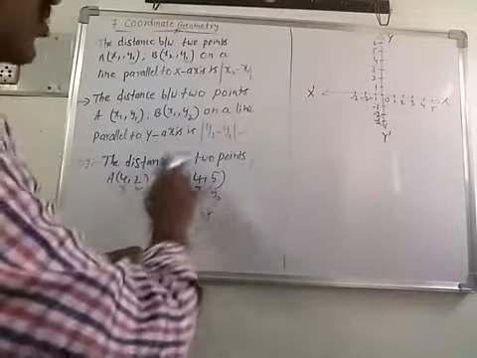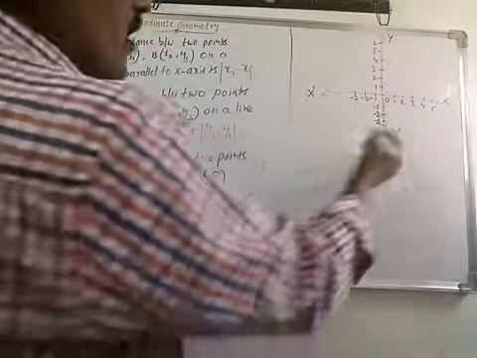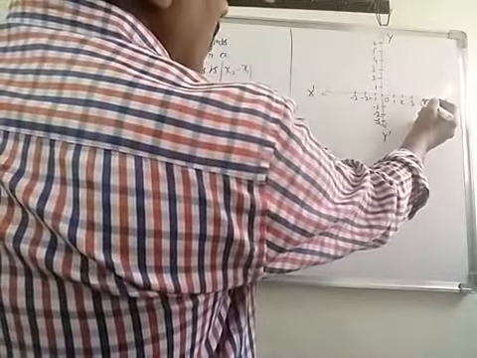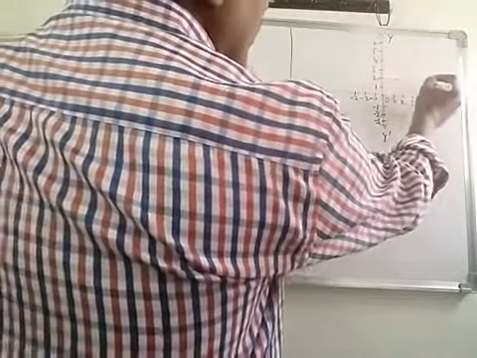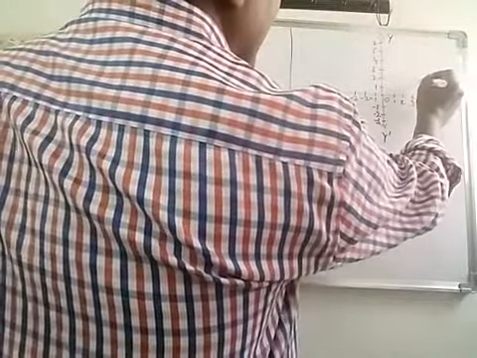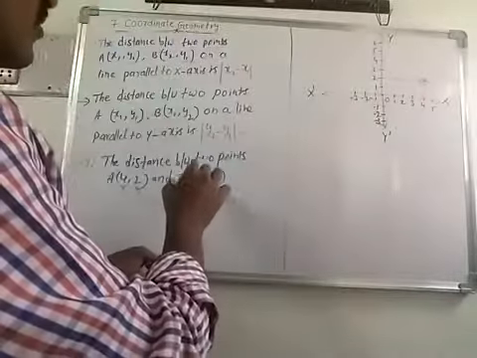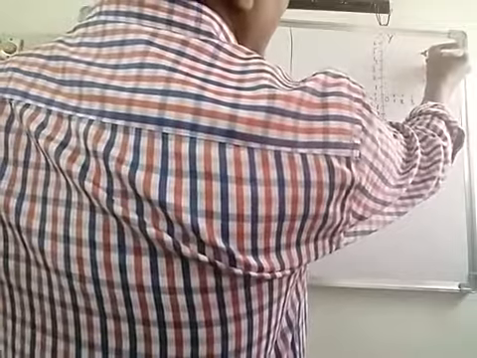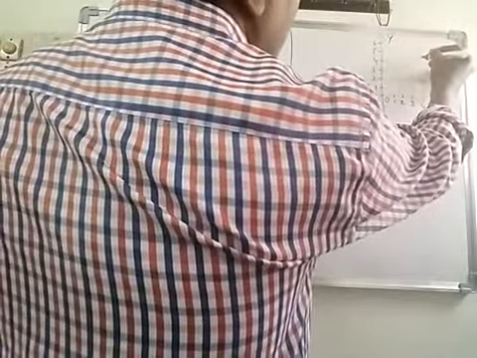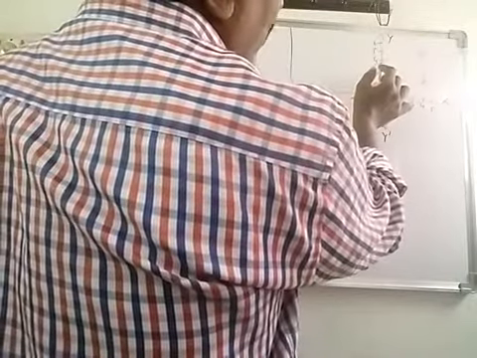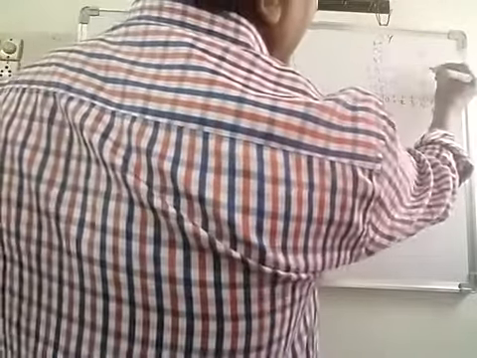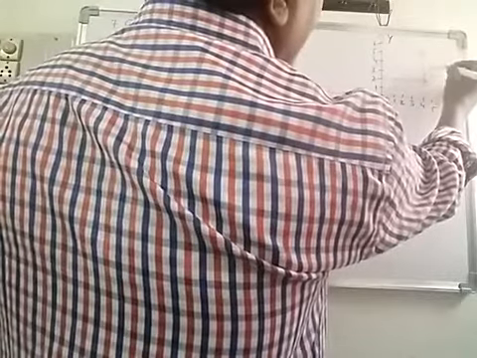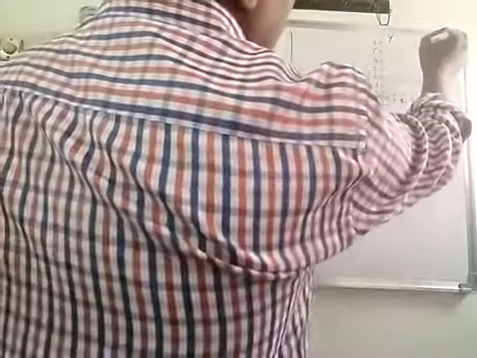Now we plot these points on a Cartesian plane: (4, 2), with 4 on the x-axis and 2 on the y-axis. These points intersect here. This is (4, 2), and (4, 5) with 4 on the x-axis and 5 on the y-axis. How much distance between these 2 points? Here to here, 1, 2, 3. There are 3 units. So this line is parallel to the y-axis.